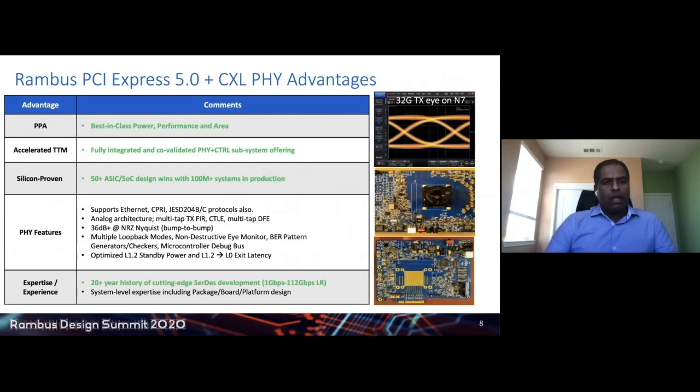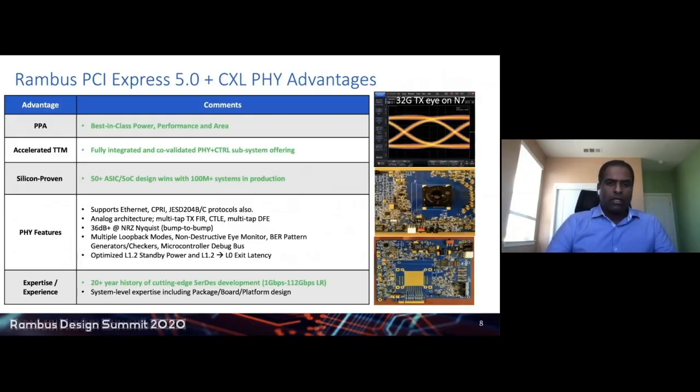I would like to highlight Rambus PCIe 5 and CXL advantages. Our PHY has best-in-class power, performance, and area, and we do offer a fully integrated and co-validated PHY and controller subsystem. That way we can save a lot of effort for our customers. Multiple designs are in production with customers across different process nodes.